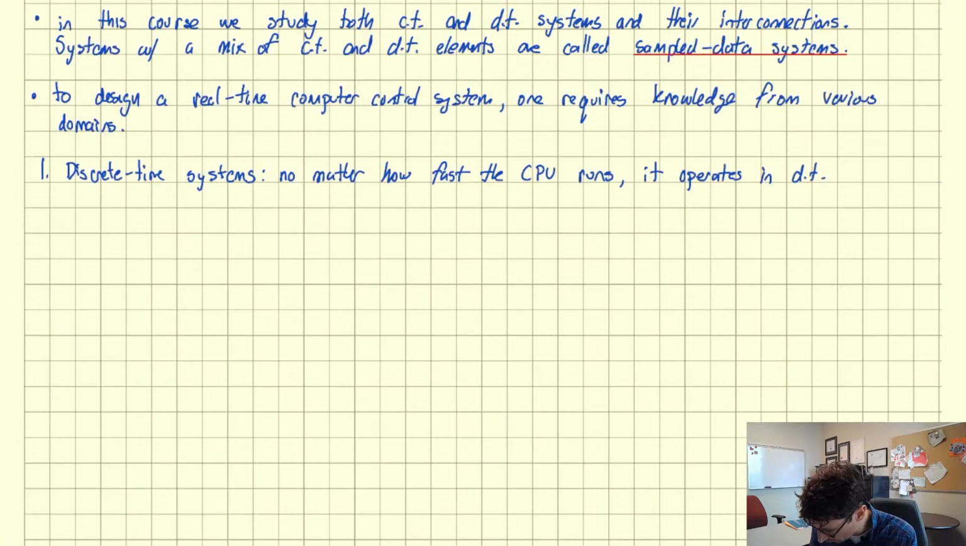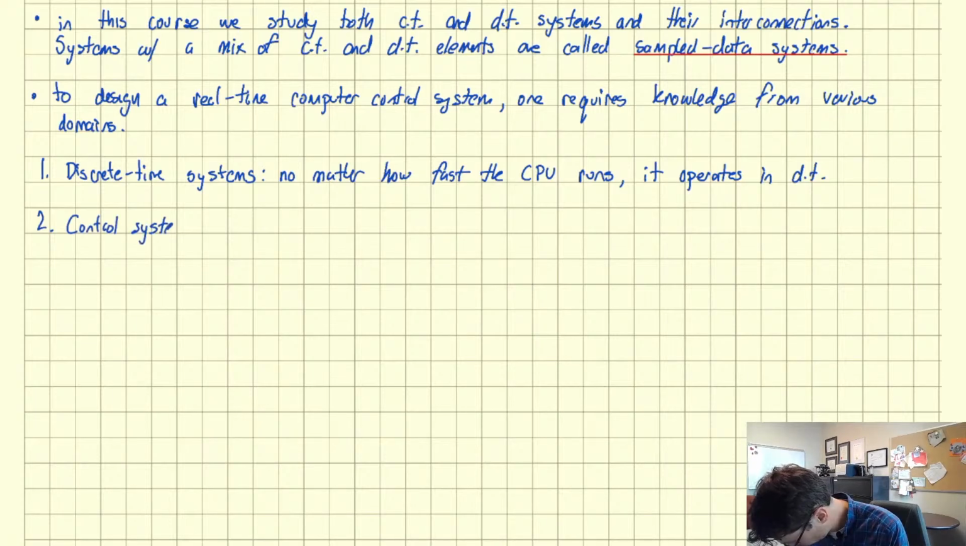We also need to know something about control systems, right? If you're going to be designing feedback controllers, you need to know a little bit about control systems, and so some of the ideas that we're going to be doing in this course, we're going to be approximating continuous time controllers.